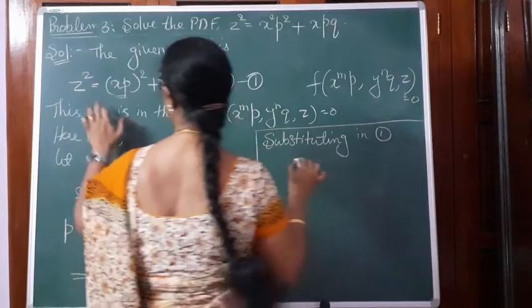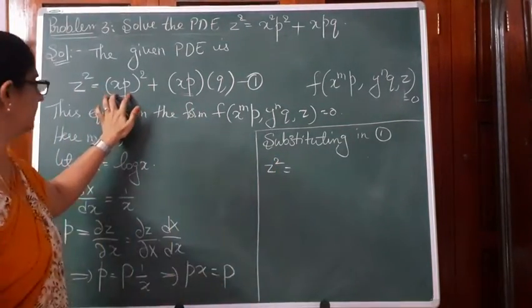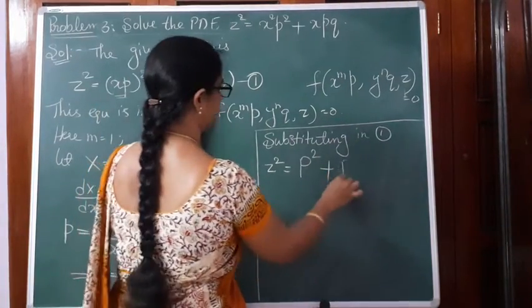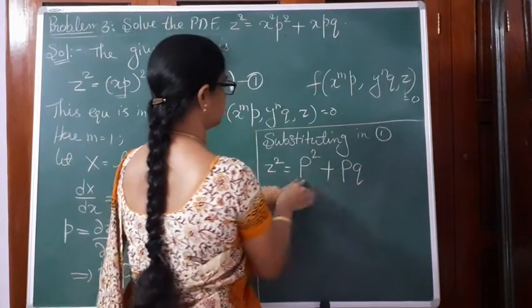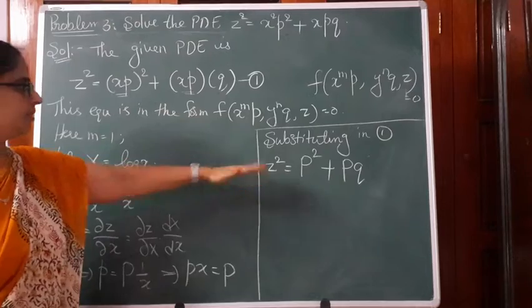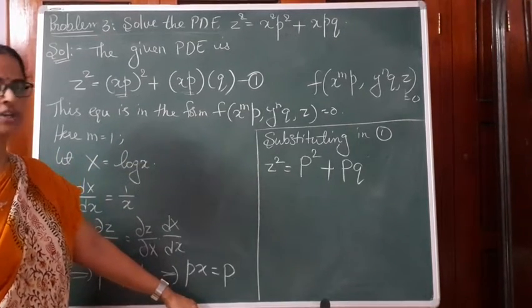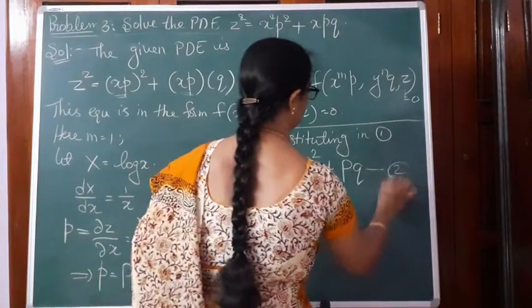In 1 we get z square is equal to x into p, where p is capital P square, plus x into p is capital Q. We have small q here. Identify the difference. This is capital P and this is small q. So the equation has reduced into this form, which is in standard form 2 because it is a function of p, q and z. Okay. So let us call this equation as 2.